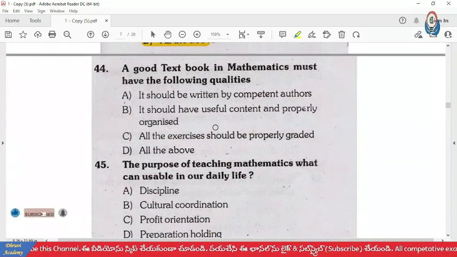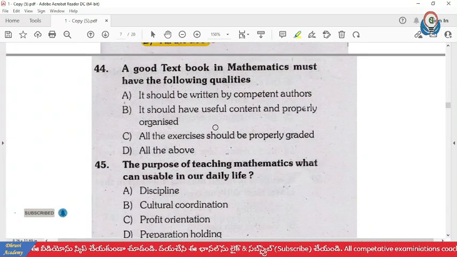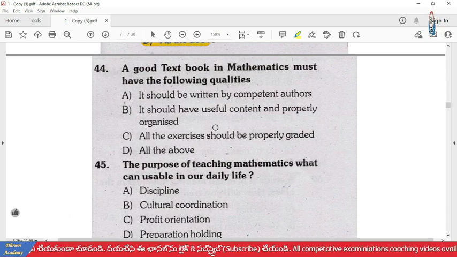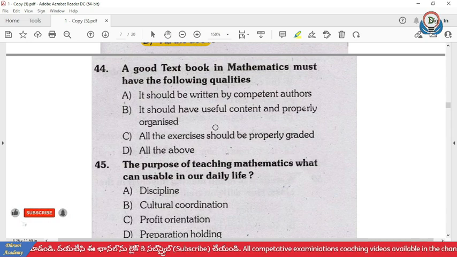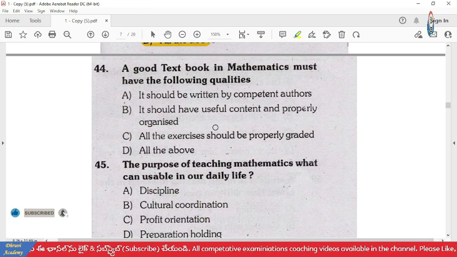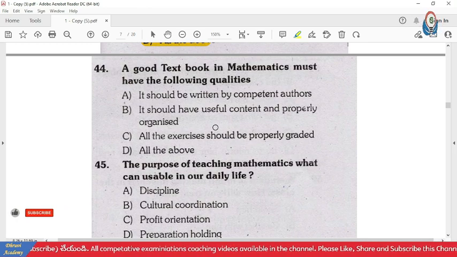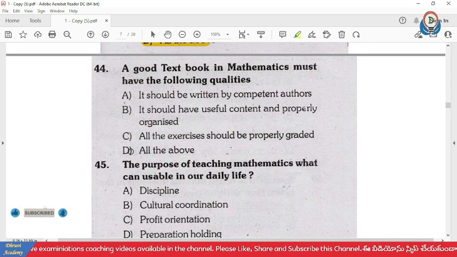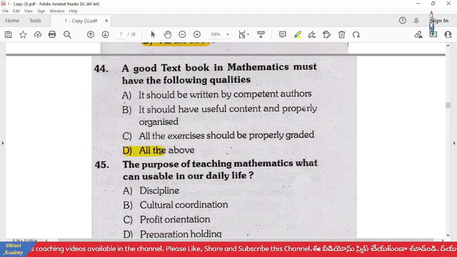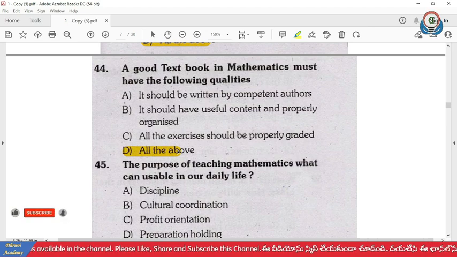A good textbook in mathematics must have the following qualities. A, it should be written by competent authors. B, it should have useful content and be properly organized. C, all the exercises should be properly graded. Yes, all the above. This is the right answer. A good textbook of maths should have all these qualities.